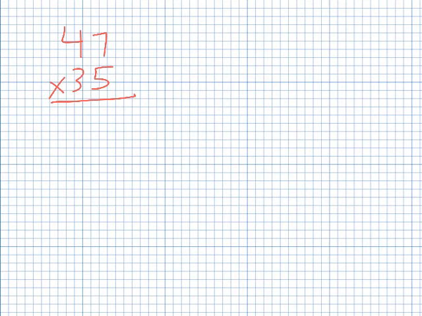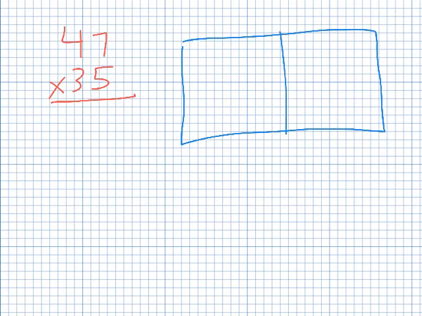All right, it's a 2 by 2. So we make our box with 4 rectangles in it. 47, the value of the 4 is 40. The value of the 7 is 7. The value of the 3 in 35 is 30. And the value of the 5 is 5. And then we go ahead and do our multiplication.